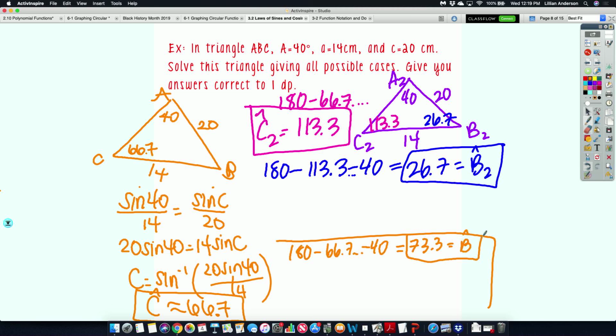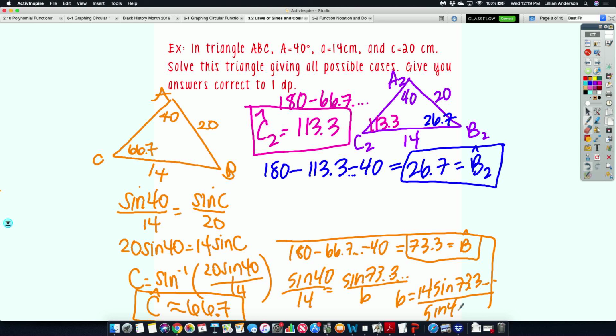Now you need to find side B, again, using law of sines. The sine of 40 over 14 equals the sine of that 73.3 number all over side B. When you cross multiply and divide, that's 14 sine of 73.3 divided by the sine of 40. And your answer for B should have been what? 20 point what? Centimeters. Questions?